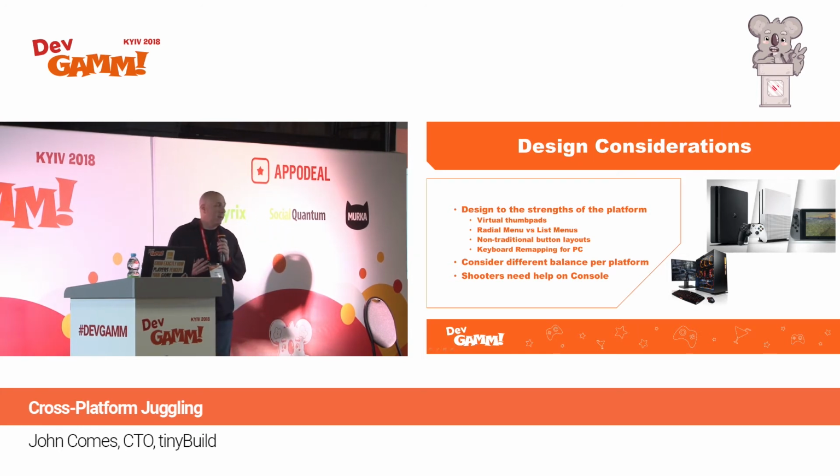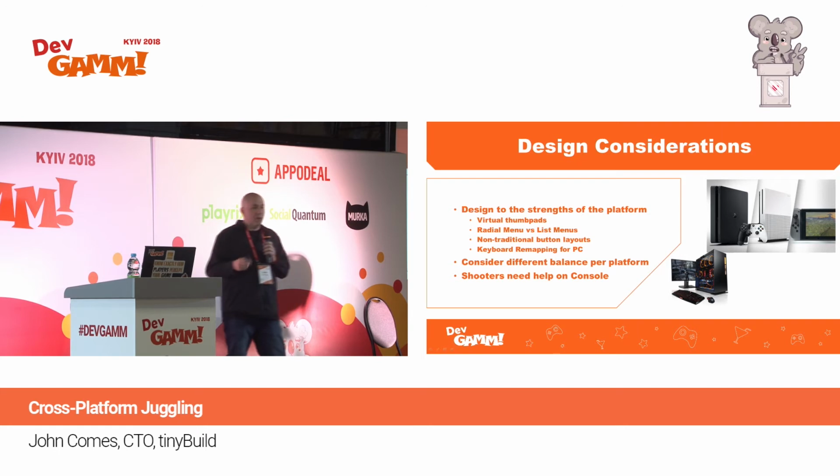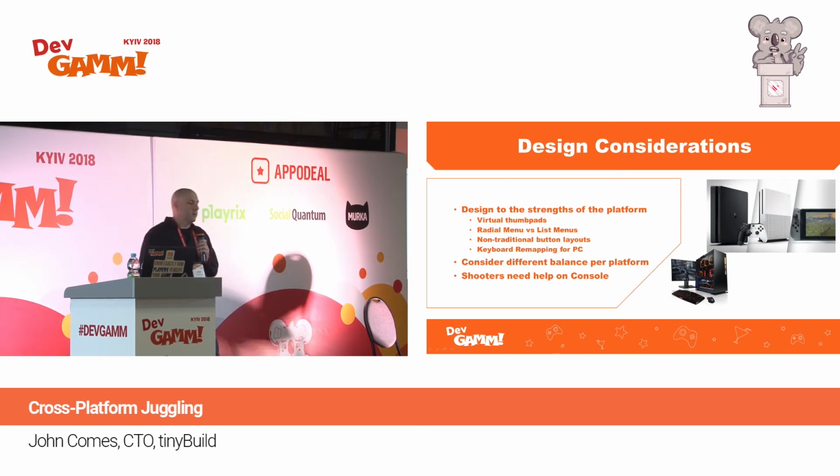And keyboard remapping for PCs. If you ship a shooter in particular, I use a very weird setup where my mouse forward and backwards are the two buttons. So do me a favor and add keyboard remapping to your game. Consider a different balance per platform. I'll talk about that in a minute. And different shooter techniques.